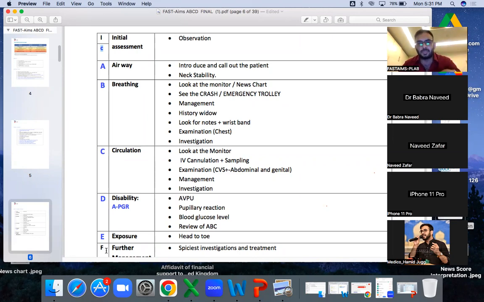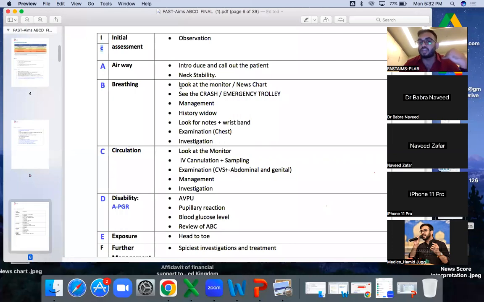What is initial assessment? This orientation should be in your mind. For example, initial assessment is your observation. A for airway. Airway is when you introduce yourself and you check the neck stability. Though it's not going to come in your exam, you should know that neck stability checking is for the trauma patient in the airway. Breathing is all about your monitor and your breathing.